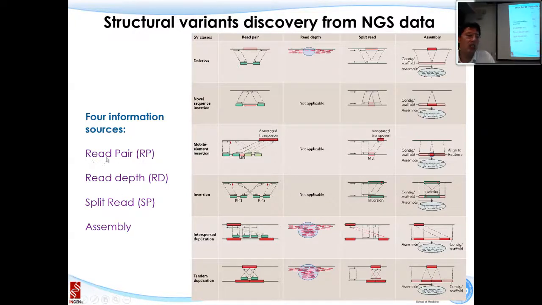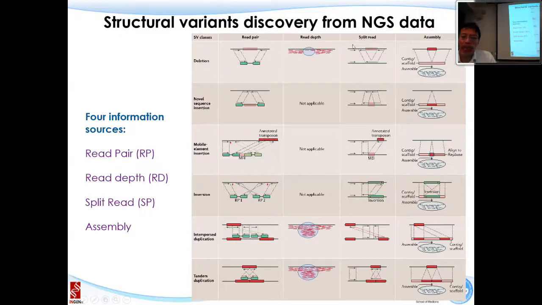The first one is the read pair. When we do DNA sequencing, the normal practice is to use paired-end reads. Normally it's 150 PE, so a DNA element is fragmented into pieces of about 500 bases, and they sequence 150 bases from one end and 150 bases from the other. That is one level of information we will use, called a read pair.